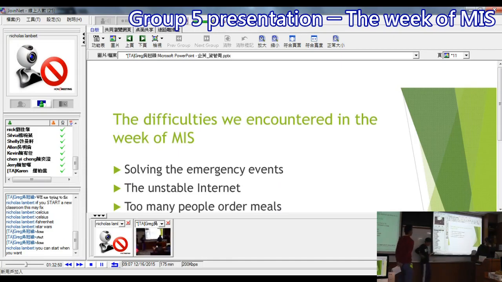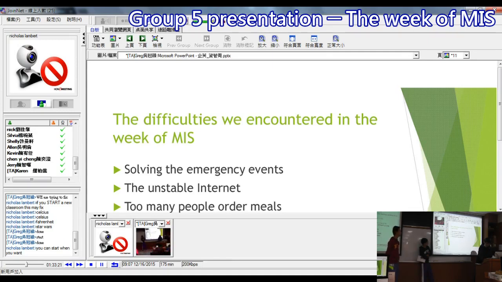And there are some difficulties that we encountered in the MIS week. The first one is solving emergency events. When some emergency events happen, we should control them as soon as possible. For example, one day the wind blew very strong, and the flag flew away. So we needed to find it soon and fix it.